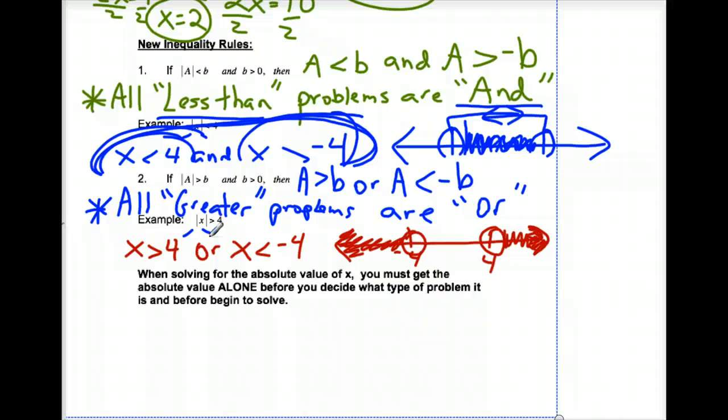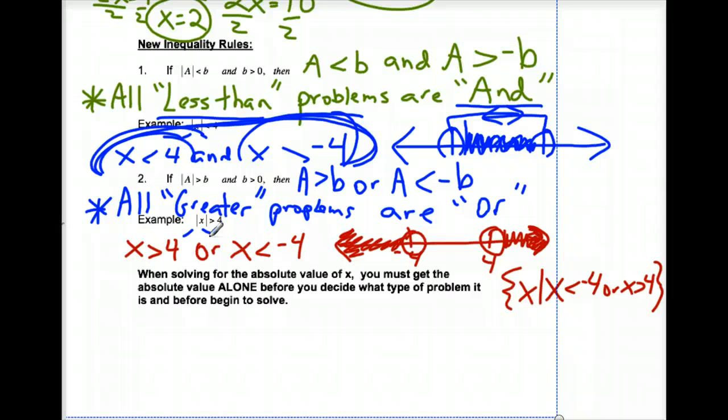Who can write that in set notation? Albano, give me that in set notation. All x such that x is less than -4 or x is greater than 4. Perfect. Who can write that in interval notation? This is the hard one.